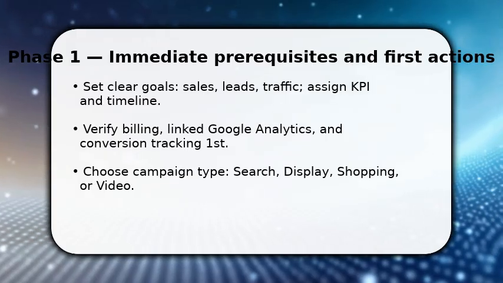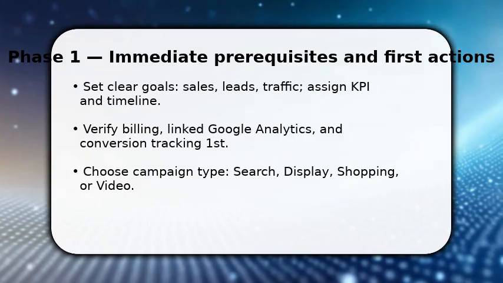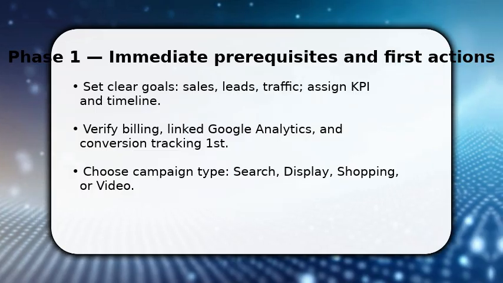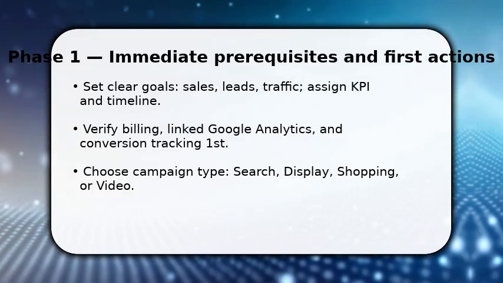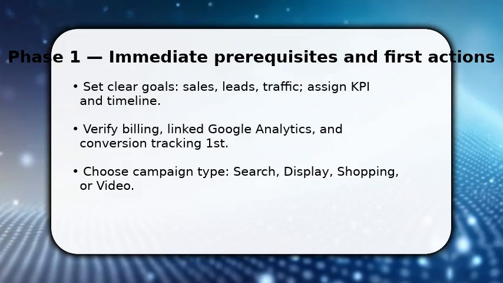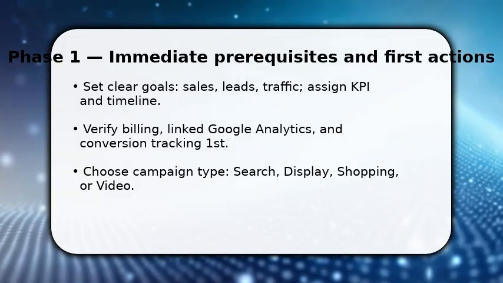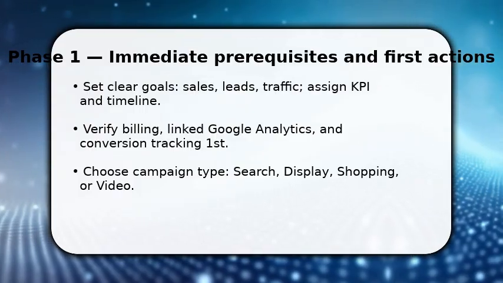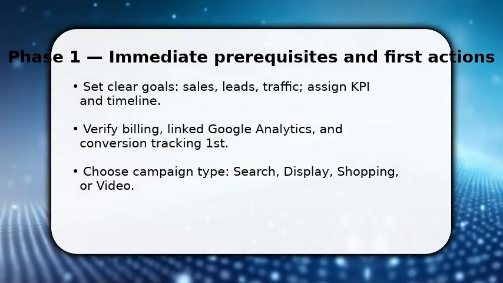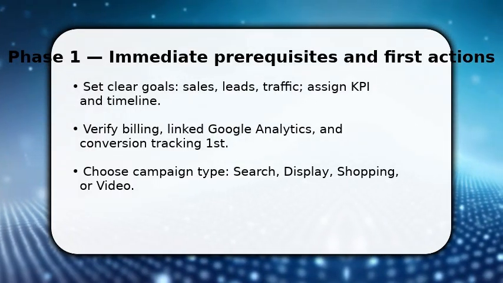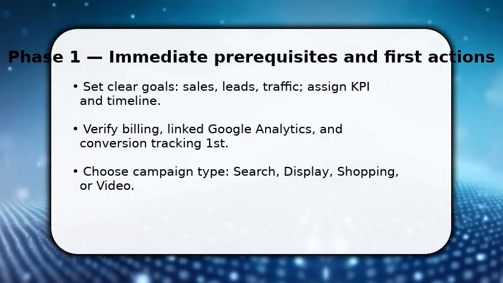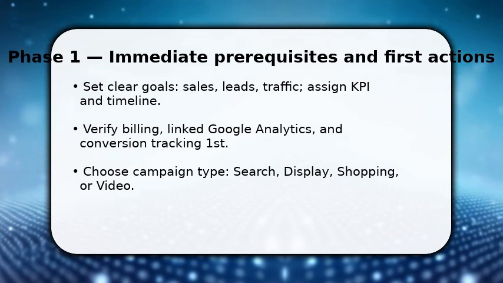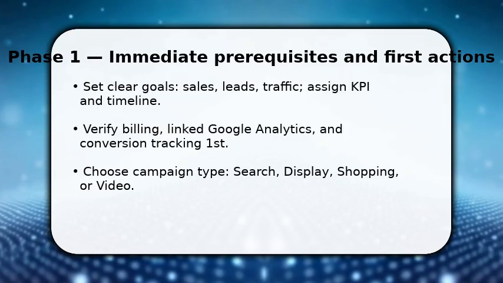You begin by locking down what success looks like, sales, leads, or traffic, and assigning a specific KPI and timeline. Once done, confirm your Google Ads account billing is active and link Google Analytics. This ensures you measure outcomes. Next, implement conversion tracking and tag key pages so you see which ads drive value. Now choose the campaign type, search for intent, display for awareness, shopping for product listings, or video for storytelling. Then move to audience and keyword selection with that goal in mind.